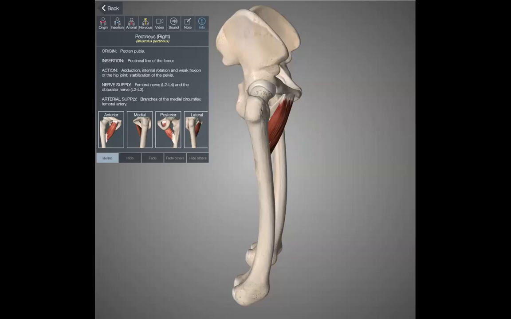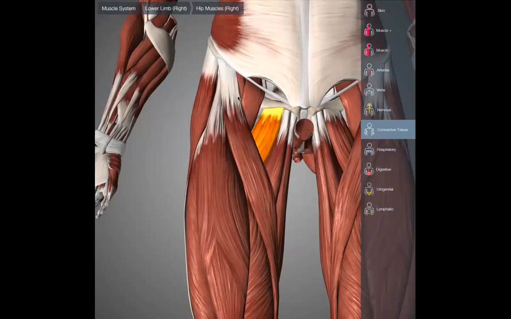Sartorius as well, femoral nerve. Rectus femoris, femoral. Vastus medialis, femoral. Vastus intermedius, femoral. Vastus lateralis, femoral. Even the iliacus, femoral. So the femoral nerve innervates so many of the muscles of the anterior compartment, except for the psoas major, which is innervated by L1 to L3. And the rest is all femoral nerve.